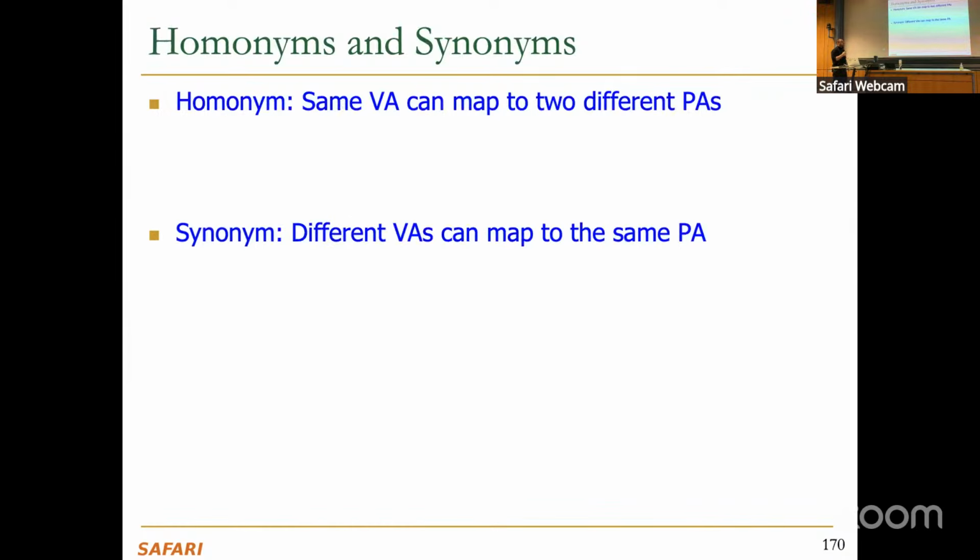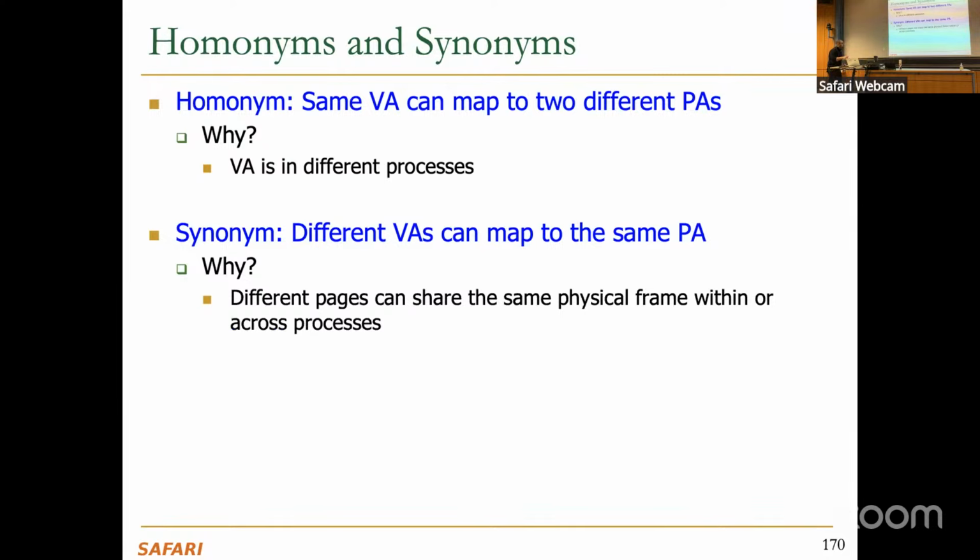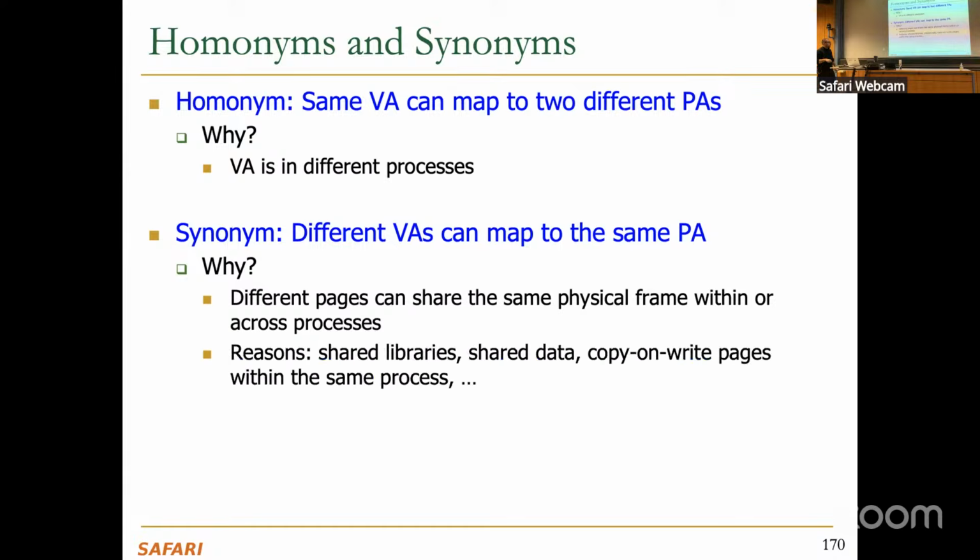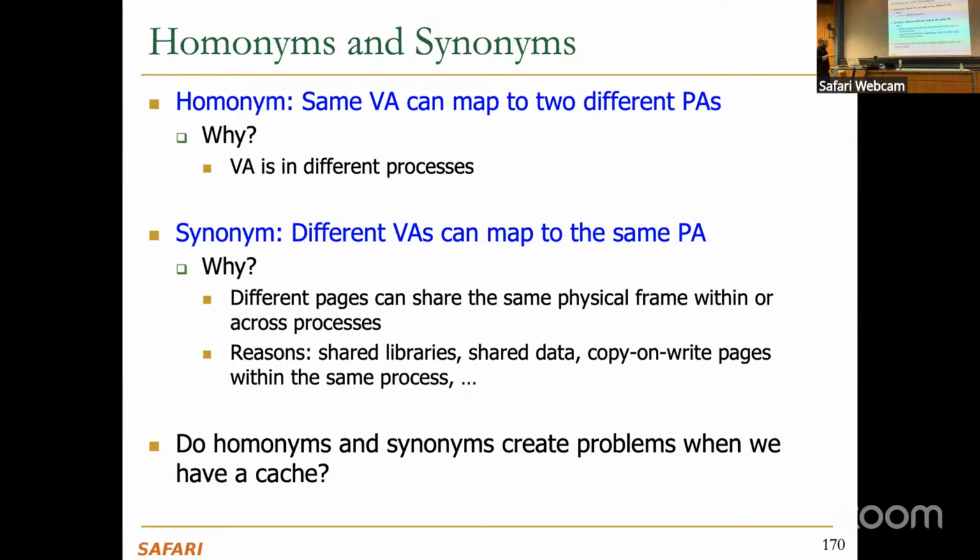So the homonym problem is what you said: the same virtual addresses map to two different physical addresses, and if your cache is virtually addressed, then you do not know to whom it belongs. Synonyms happen when different virtual addresses map to the same physical address. Why can this happen? Because different pages can share the same physical frame within or across processes. This might happen because of shared libraries, shared data, and copy-on-write pages within the same process. So the question is, do homonyms and synonyms create problems when we have a cache?